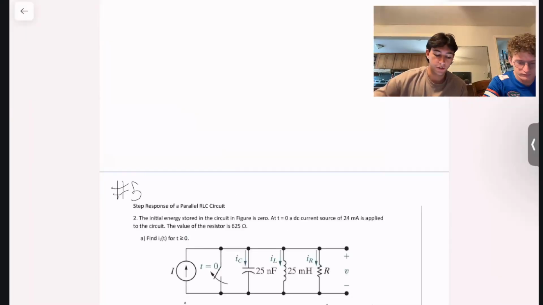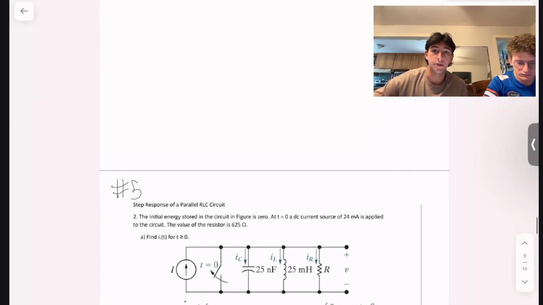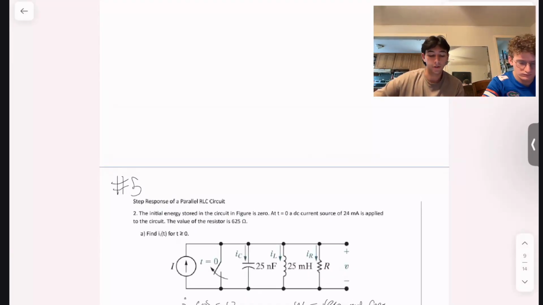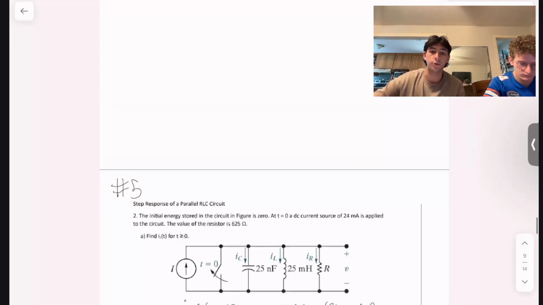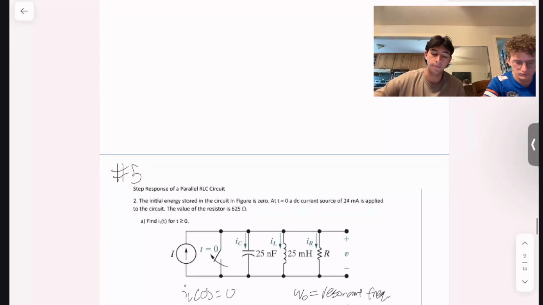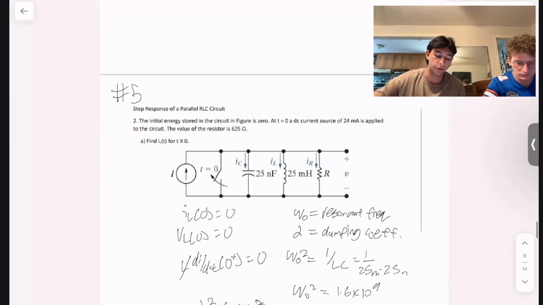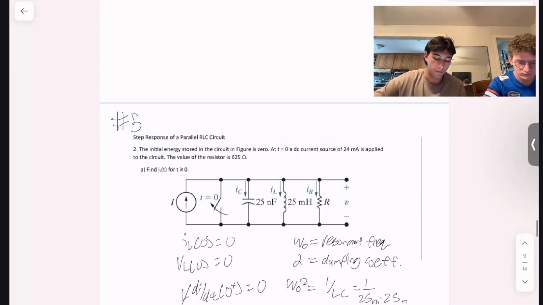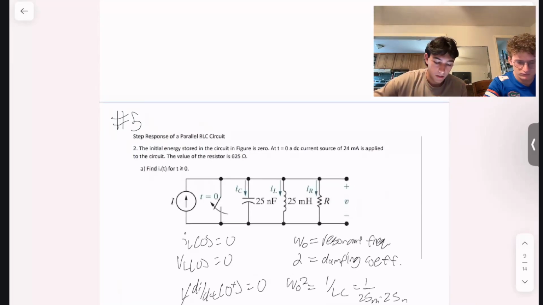All right, so moving on to number 5, we've got the step response of a parallel RLC circuit. You may see a series RLC circuit. There's a totally different set of equations for that, but you should be provided all the necessary equations on your formula sheet. So the first thing you want to do to solve this type of problem is determine your initial conditions. As we can see, it says the initial energy stored in the circuit is 0.